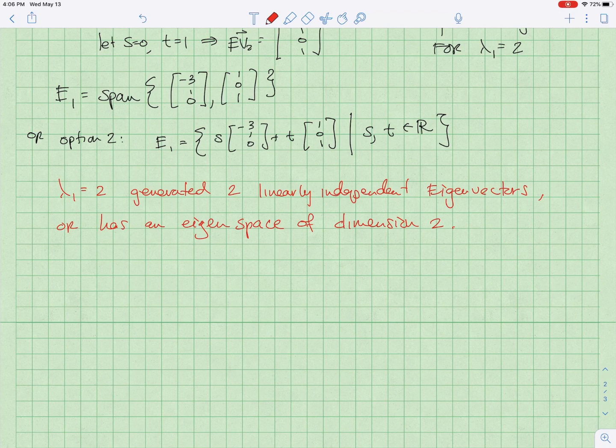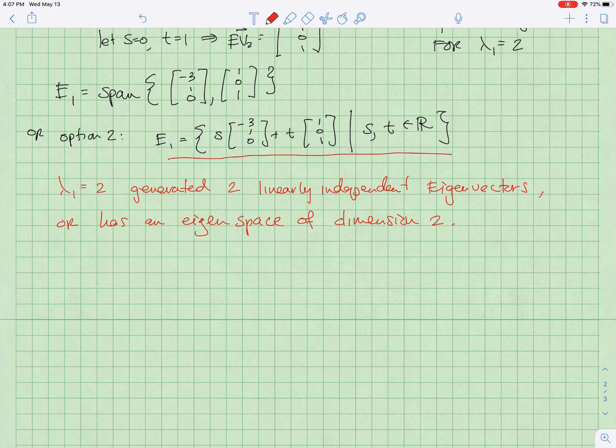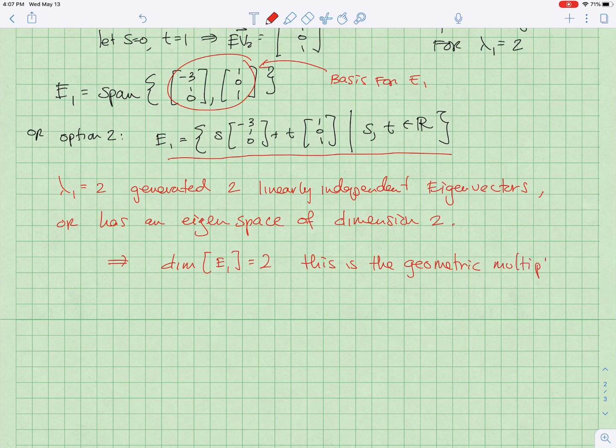That is to say, this here is the eigenspace, and this is a basis for eigenspace 1, in which case we can see here that the dimension of eigenspace 1 is 2. The dimension of the eigenspace is known as the geometric multiplicity. This is the geometric multiplicity of lambda 1 equal to 2.